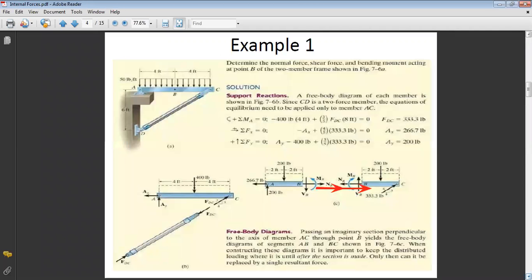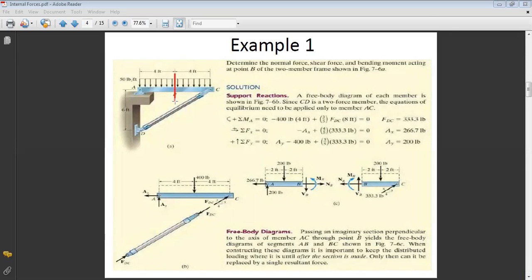Let us do an example to practice on internal forces. In this problem, determine the normal force, shear force, and bending moment acting at point B of the 2-member frame shown in the figure. If you know the previous chapter, this chapter is very simple because it's similar to finding reactions. So what we want to do here is to determine the internal reactions at point B.